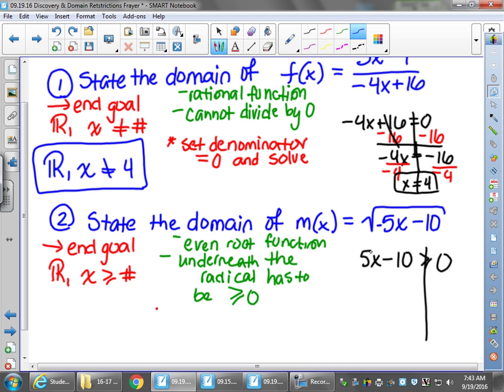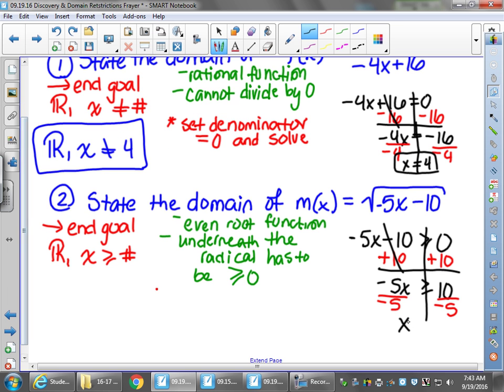Let's make this interesting. Let's make this negative 5x. How am I going to solve this? Add 10 to both sides. Good. So now I have negative 5x is greater than or equal to 10. Sweet. Who's got the next step? Ashley? Very good for keeping track of that negative. Divide by negative 5. Who remembers what happens when we divide by a negative? Sign changes. So my answer is going to be x is what? So see this goal that we had? All real numbers x less than or equal to negative 2.